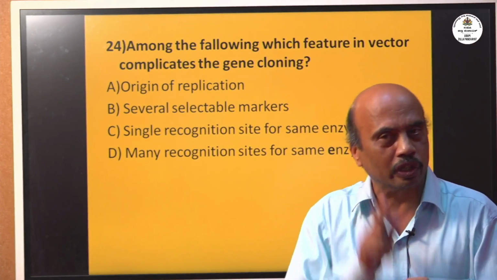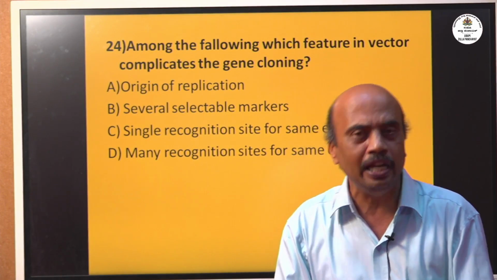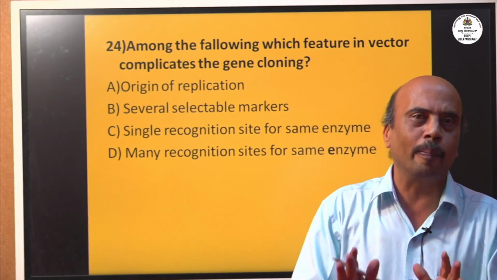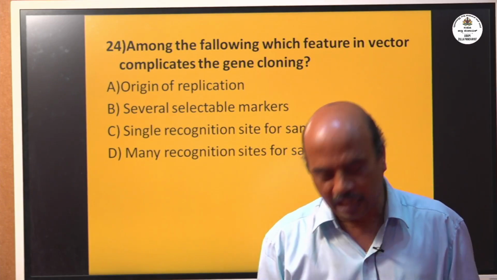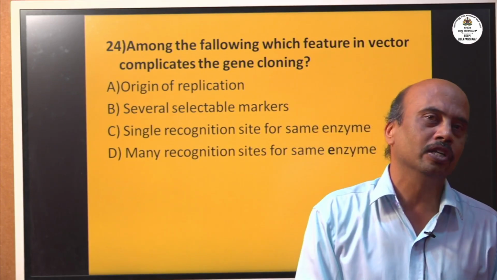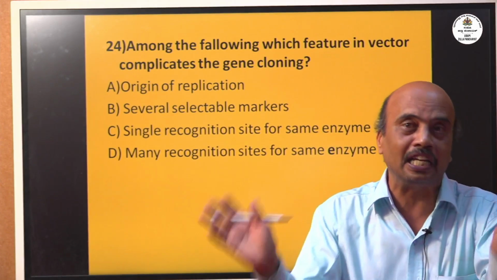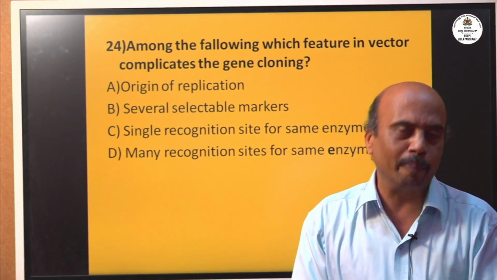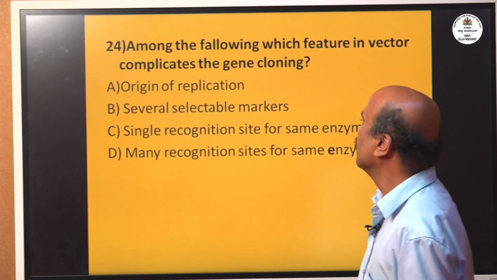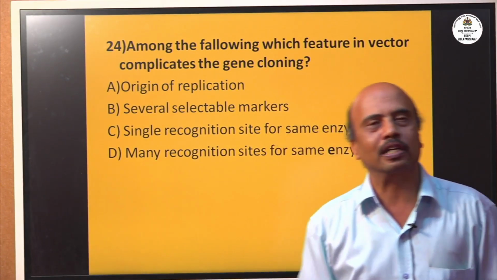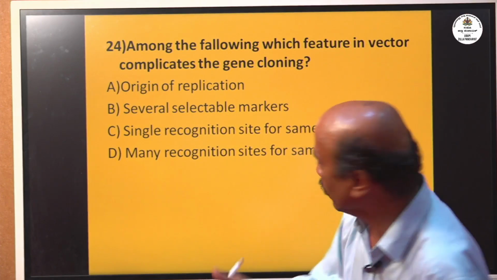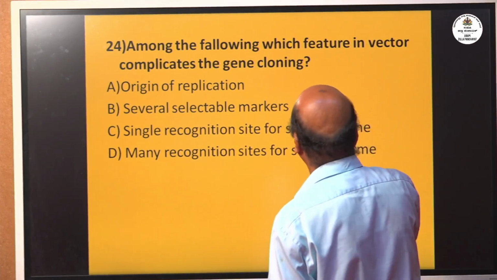Along with origin of replication, there is a copy number. Higher the copy number, it is the better one. For example, a bacterium has a copy number 100. That means it has 100 plasmids in a bacterial cell. Origin of replication, first site. Several selectable markers: if there are several selectable markers, you can use any antibiotic. That is also a good one. Single recognition site for the same enzyme.